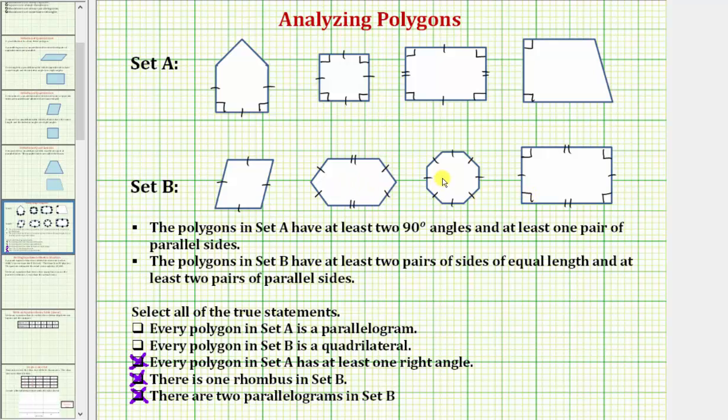The second and third polygons cannot be parallelograms because they're not quadrilaterals, meaning they don't have four sides. Here we have a hexagon because it has six sides, and here we have an octagon because it has eight sides.